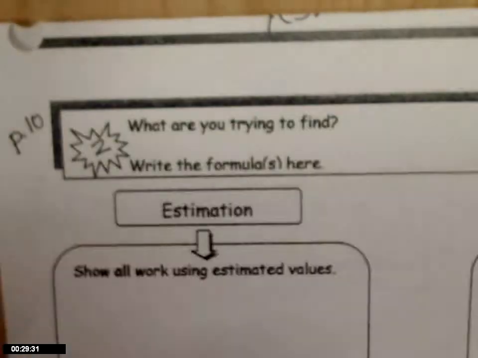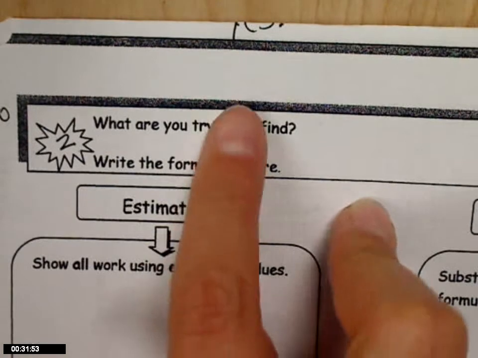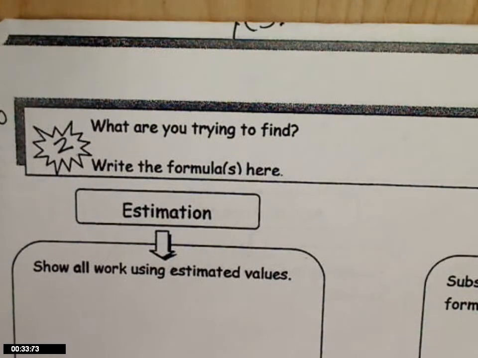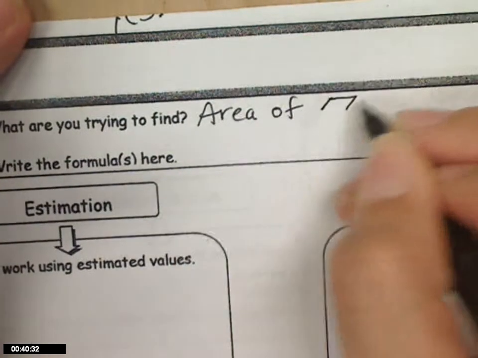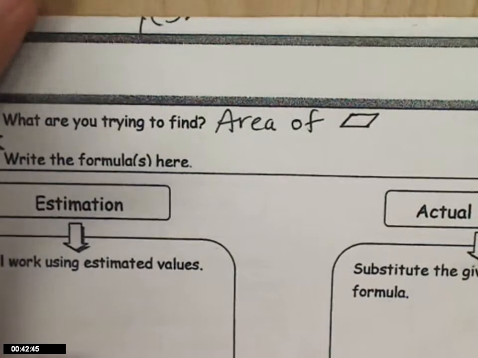Okay, but the directions still say find the area of each parallelogram. So where it says what are you trying to find, what am I going to write? Area of parallelogram. Yeah, area, good. Area of parallelogram. And you can abbreviate by drawing your little parallelogram.